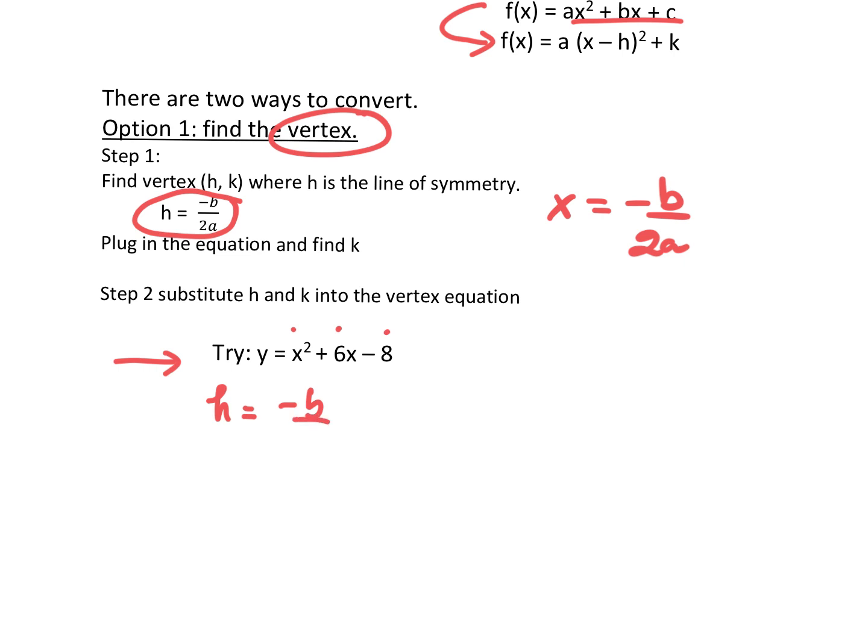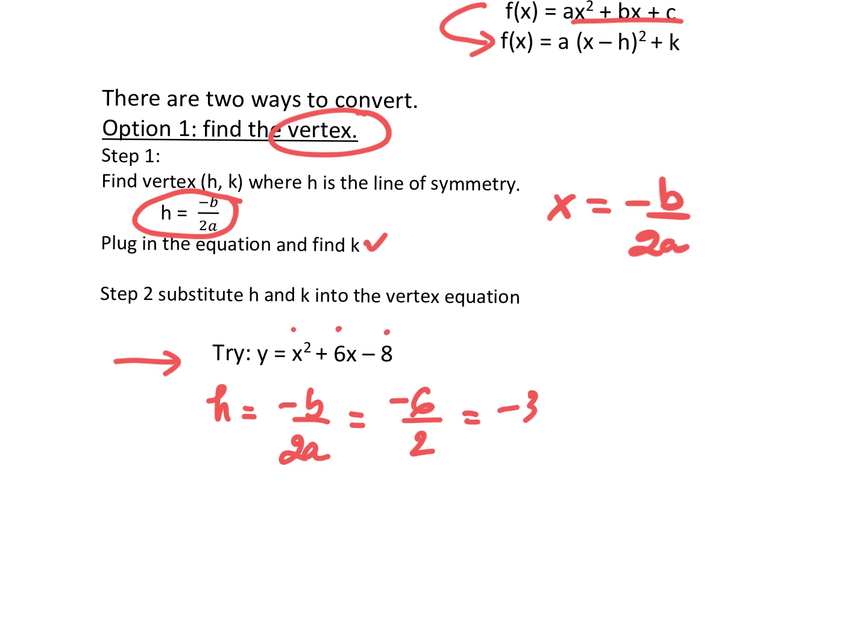Negative b over 2 times A. So we have negative 6. A is 1, so 2 times 1 is 2, negative 3. All right, so we are done with the H. Plug in the equation to find K.